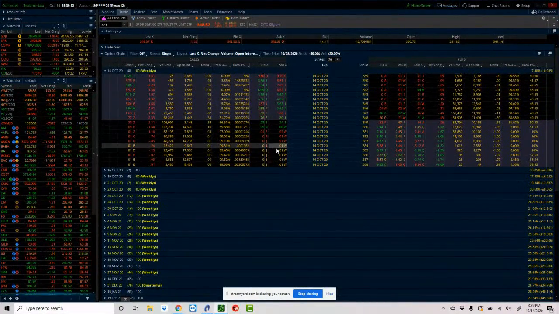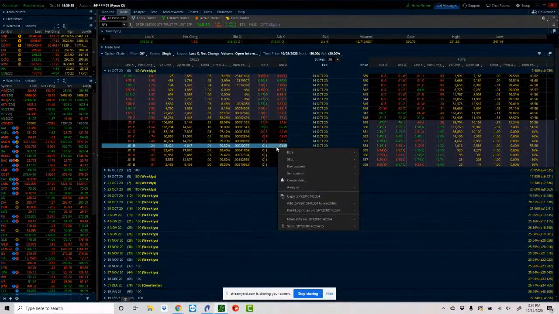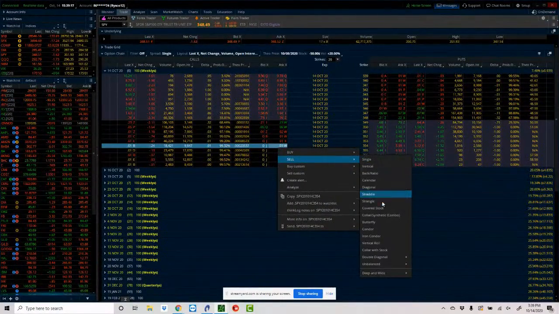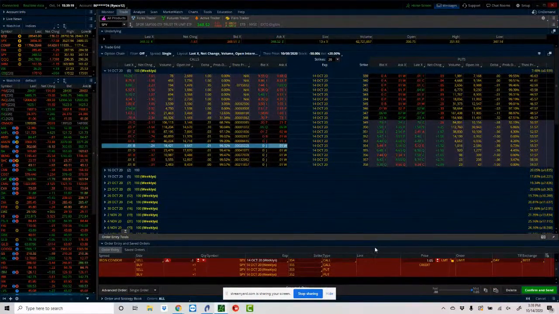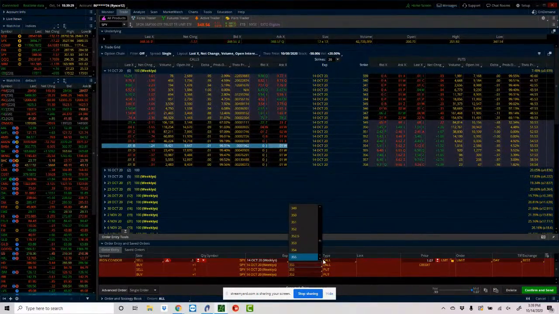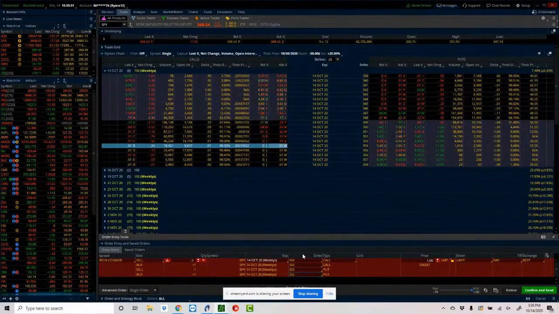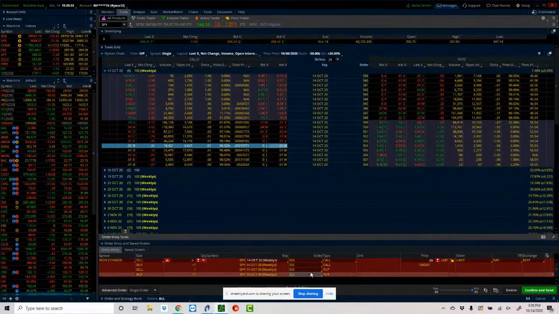What we did is we went to the 354 calls. I'm going to right-click on those, go to sell, and select iron condor. It's going to pop up an order down at the bottom where you're going to see 4 different options. An iron condor is put on by trading 4 options at the same time. We sold the 354, 356 call spread. And then at the same time, we sold the 348, 346 put spread.